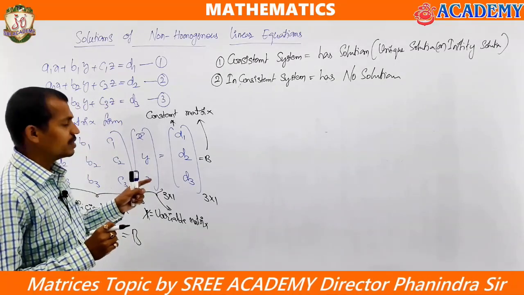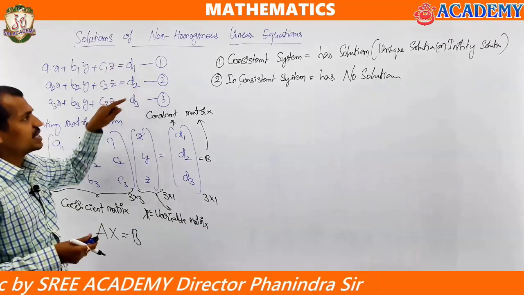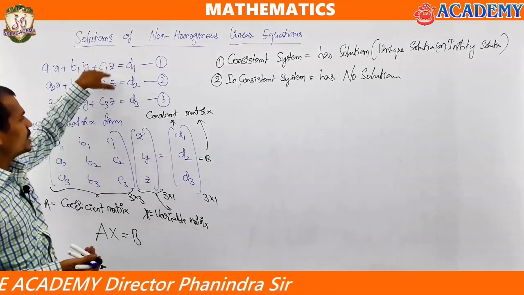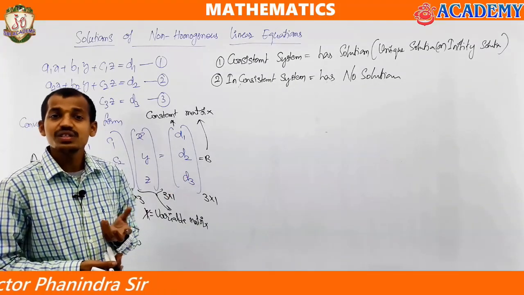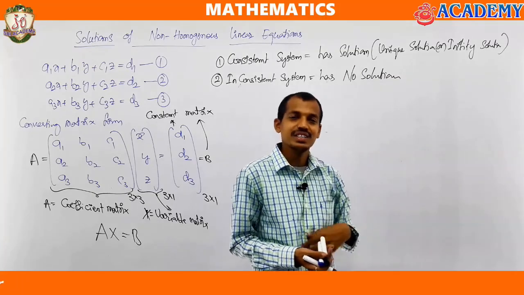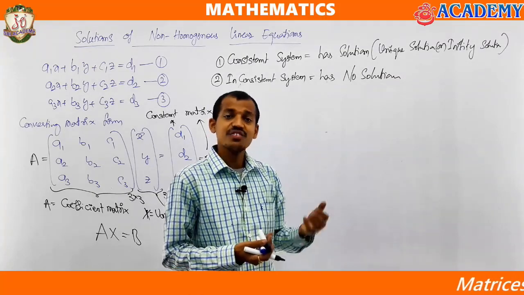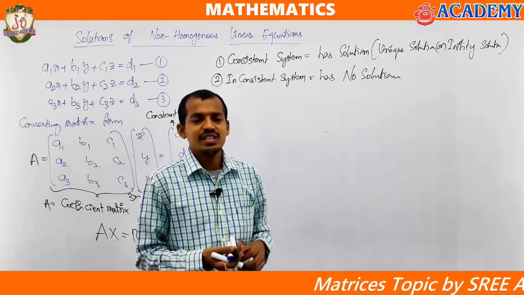But here see, he will ask the questions: is this system a consistent system or not? He will give three equations, and he will ask whether the given equations are consistent or inconsistent. To say consistent or inconsistent, you have to find the solution by using whatever I said just before. After finding the solution, then only you can say consistent or inconsistent.